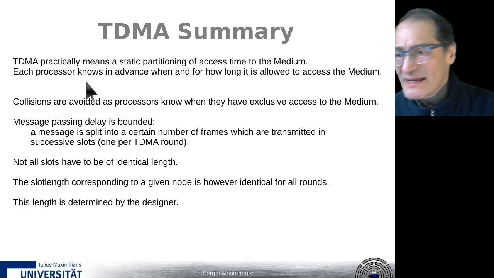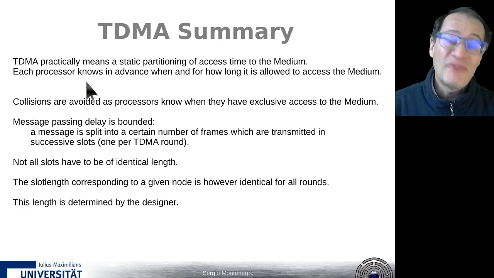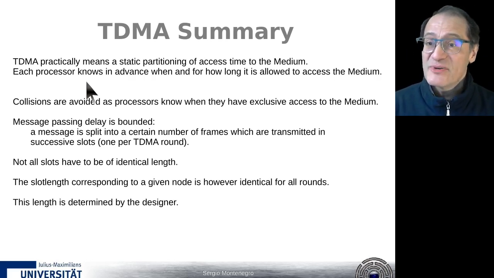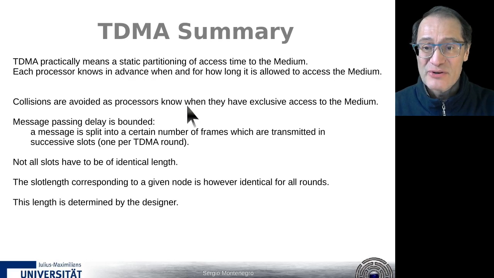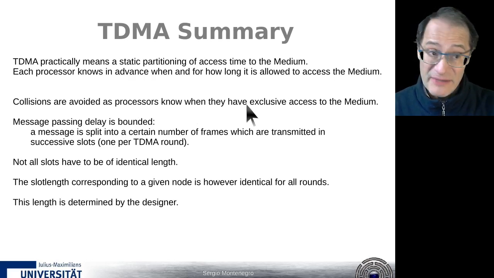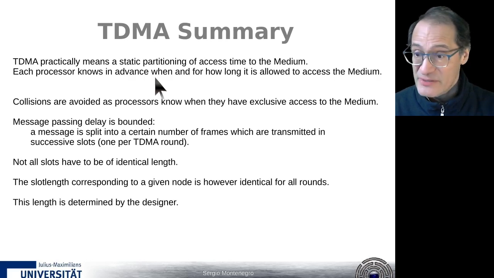As a summary, I can say TDMA means a static partitioning of access to the medium. The timing is static, and each process knows in advance when and how long it might send. Collisions are avoided as processes know the time points where they might access the medium. If the time drifts, then we have collisions, and then we have a very big problem because the protocol has no means to handle these collisions.